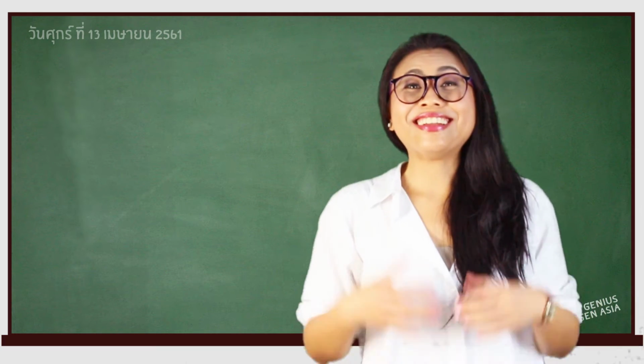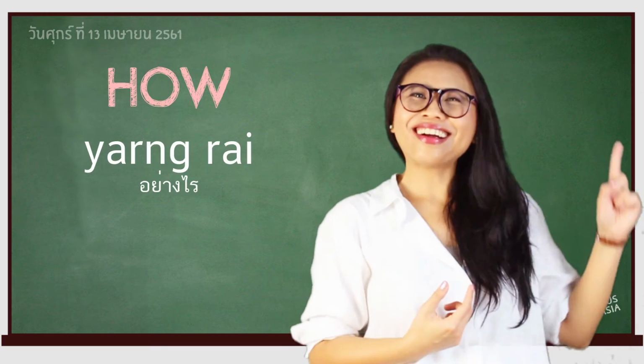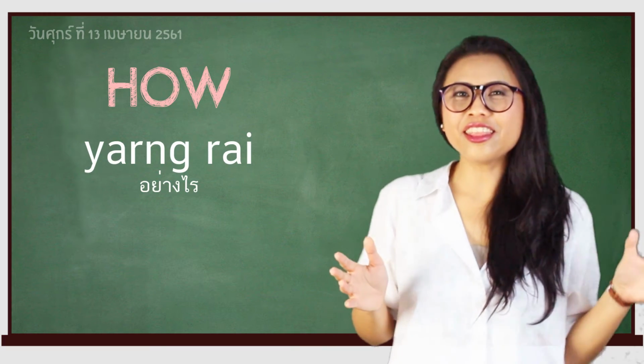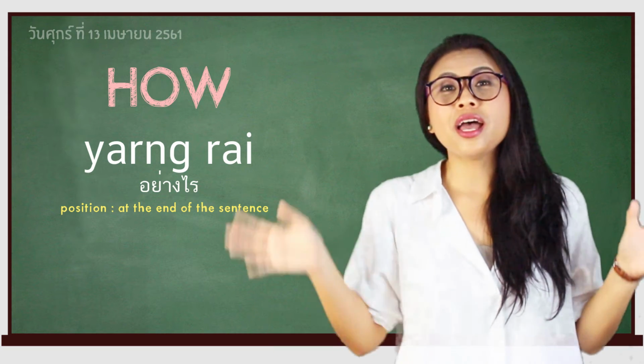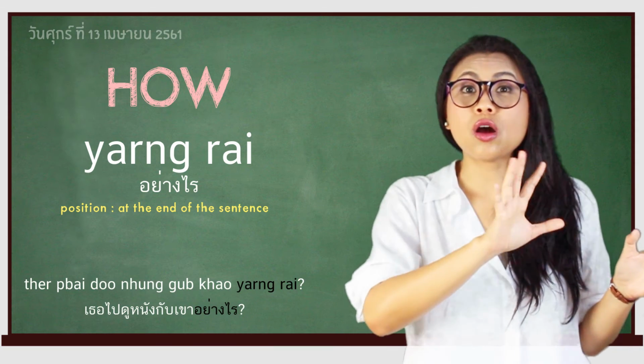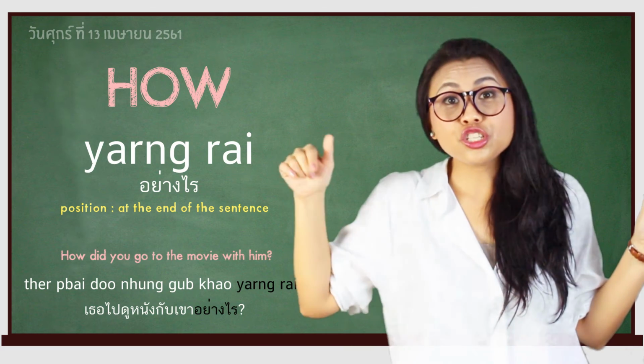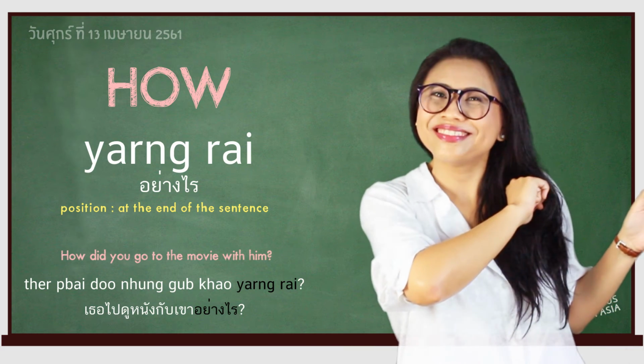The last one, how or อย่างไร. Super easy. You just add the word อย่างไร at the end of the sentence. For example, เธอไปดูหนังกับเขาอย่างไร, which means how did you go to the movie with him?